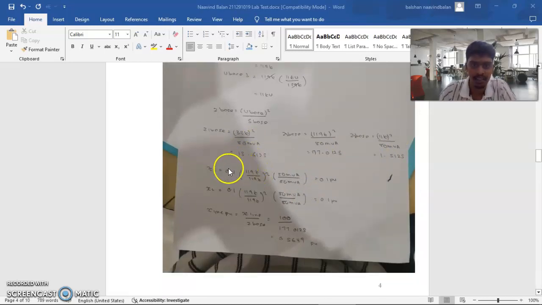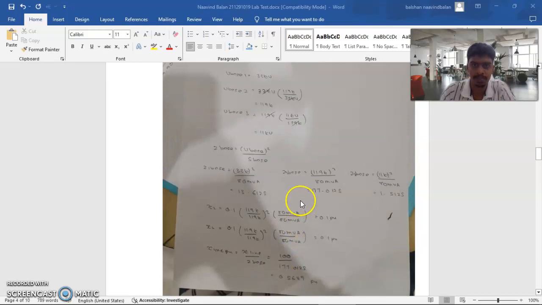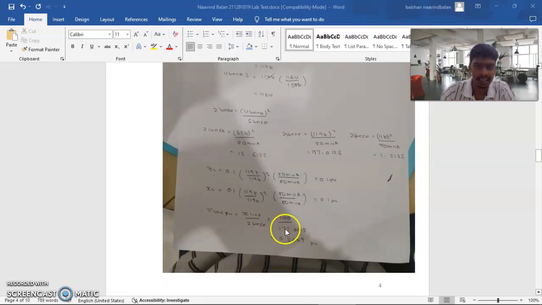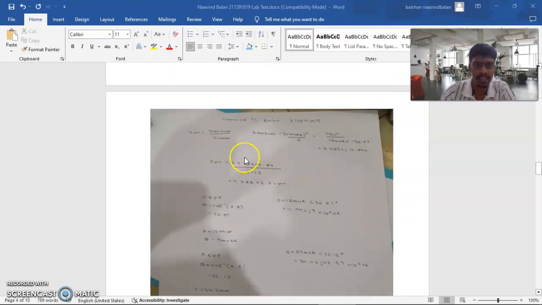After that, I need to multiply by 0.1 to get 0.1 pu, 0.1 pu, and then for the X line, 100 over the value over here, with Z base 2, I will get 0.5649 pu. After that, I substitute the value of 11 kV and 15, so I will get around this value.